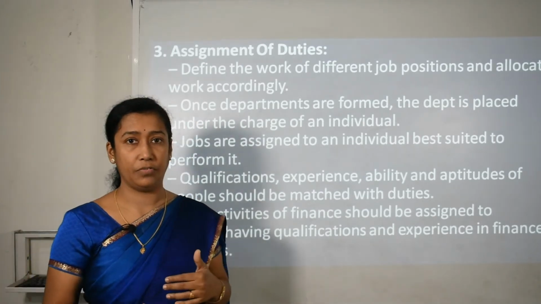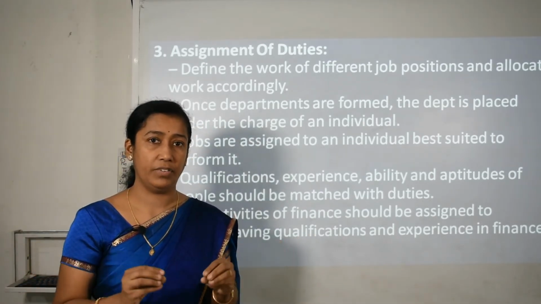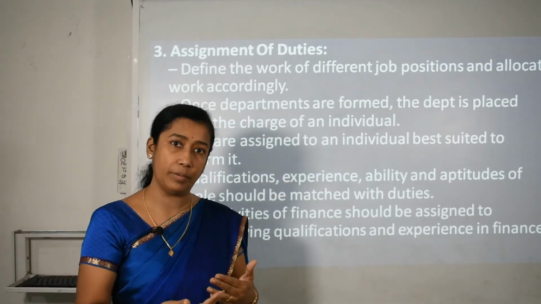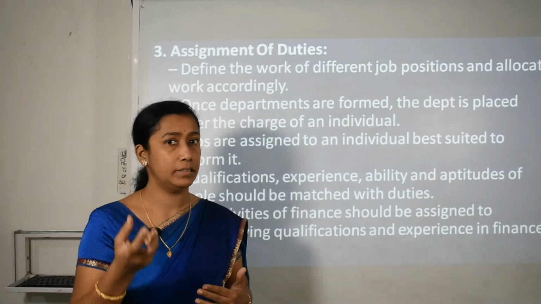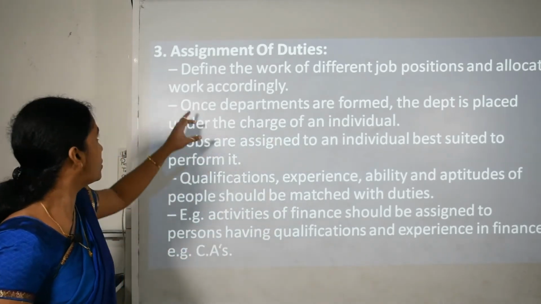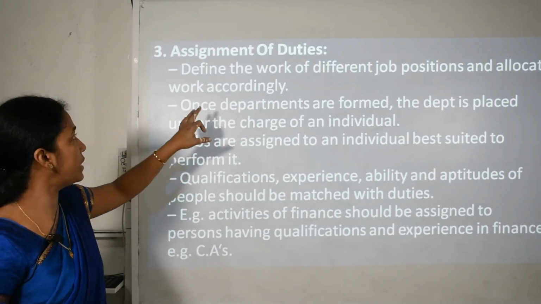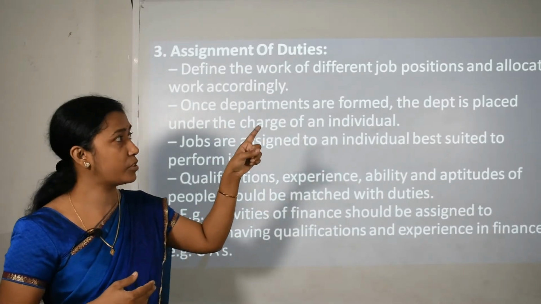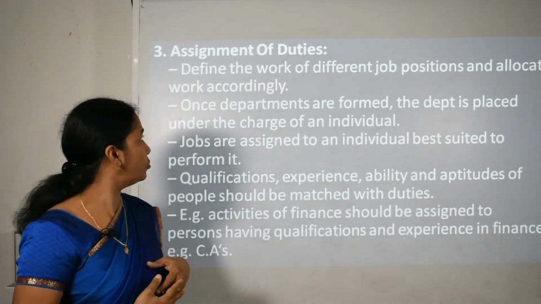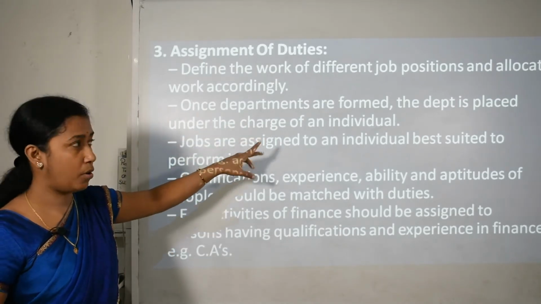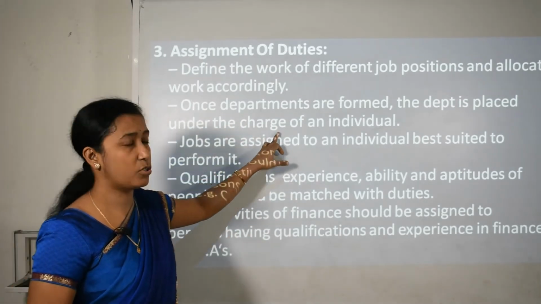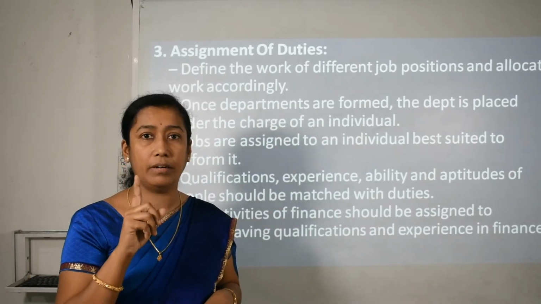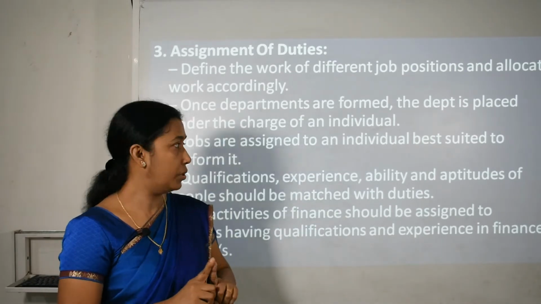Third is assignment of duties. After division into various sections and departments, now you are going to assign them. Assign means to give them the responsibility of doing certain tasks, that is assigning the duties. Now define the work of different job positions and allocate work accordingly. Once departments are formed, the department is placed under the charge of an individual. That means there must be one departmental head who is going to look after the whole department.